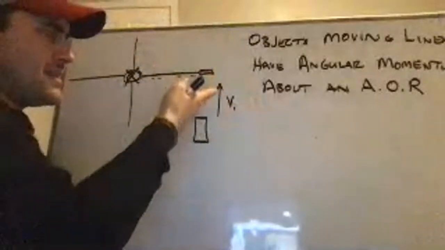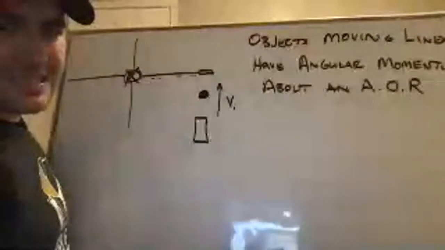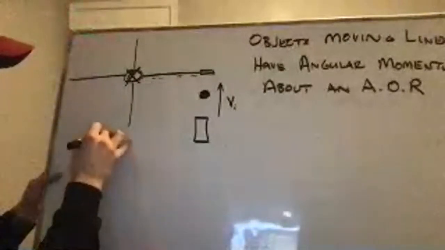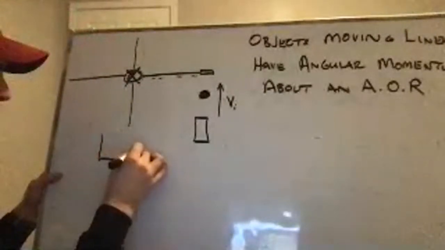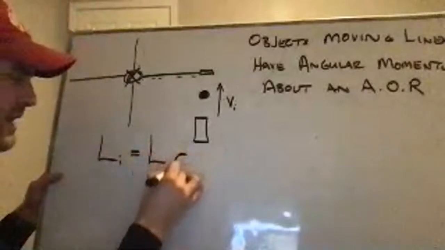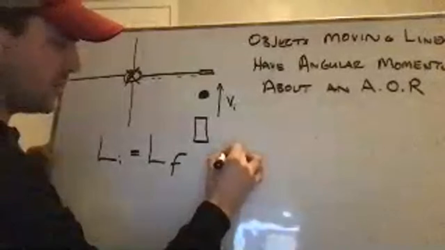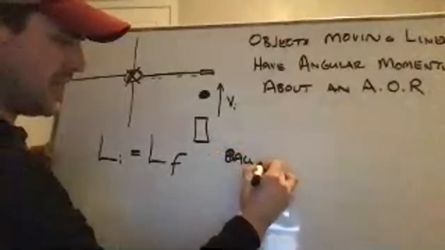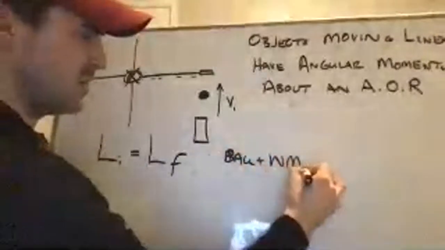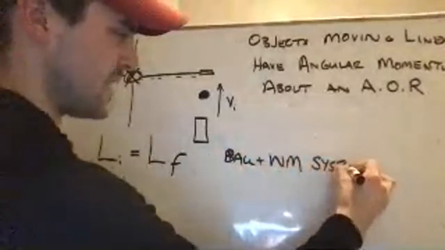So let's put this mass and our windmill in the same system. Here's our proof. We want to prove that the initial angular momentum is equal to the final angular momentum of the ball and windmill system. That was kind of our proof.